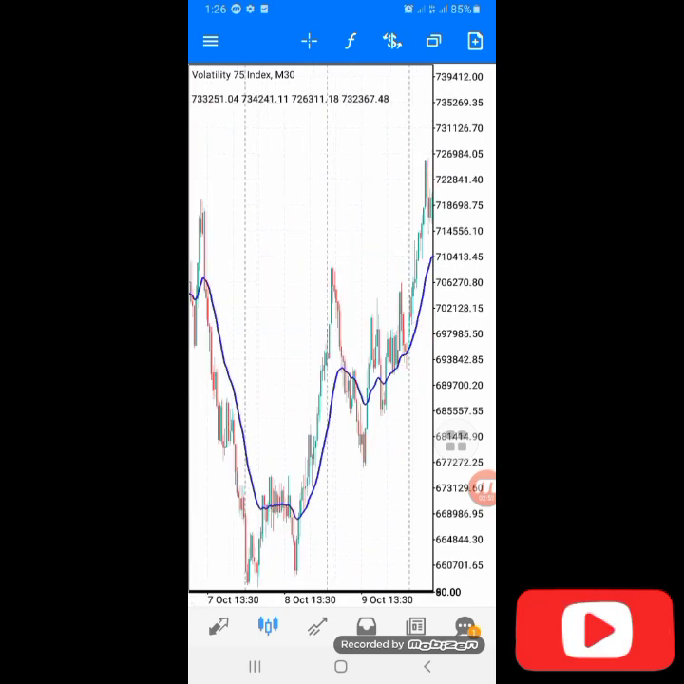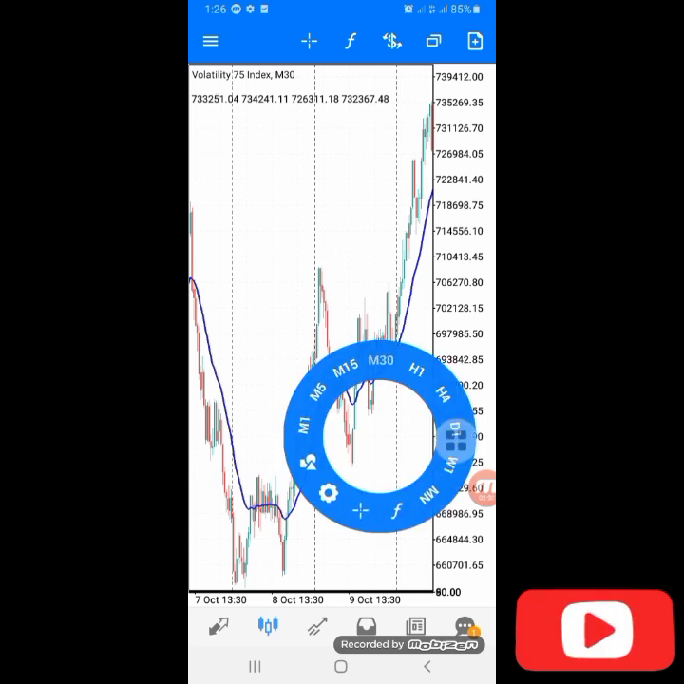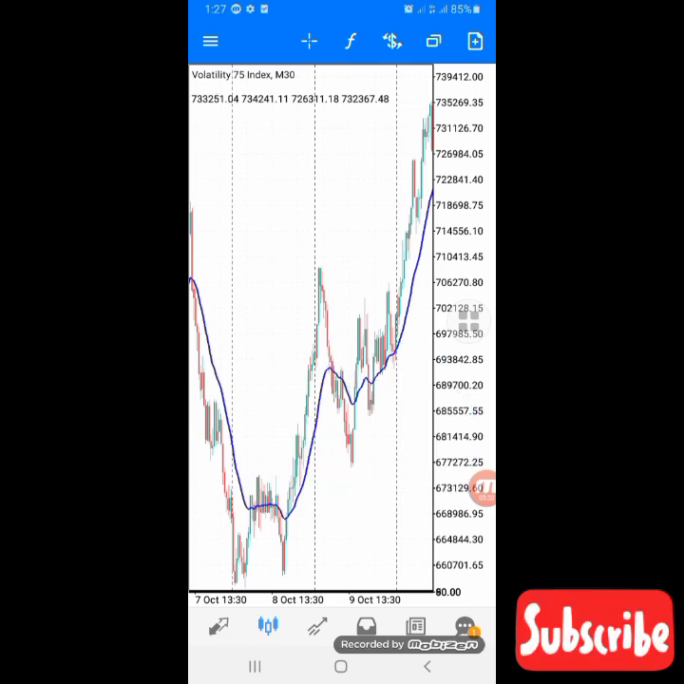Now here it is. For this indicator, I would like you to use the 1 hour time frame or 30 minutes time frame if you are going to stay for longer. But if you are scalping the market, you can use the M15 and the M5. Don't go down to M1 on this indicator on volatility indices, except you are going for boom and crash. All right, now let us check out. Here is the 30 minutes time frame.